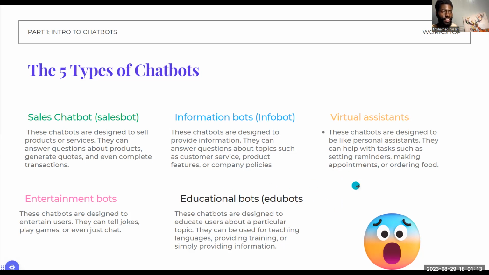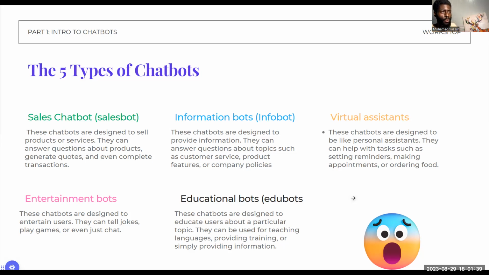The next one is virtual assistants. These chatbots are designed to be like personal assistants. They can help with tasks such as setting reminders, making appointments, and ordering food. This is going to be good for people who are influencers. If you have influencers that have a busy schedule, you can create a chatbot that understands their routine, understands their personality, and they can set reminders. It can make appointments for the events that they have coming up. And you can order food. When it says order food, you can replace that too. You can order products when they need new ones.